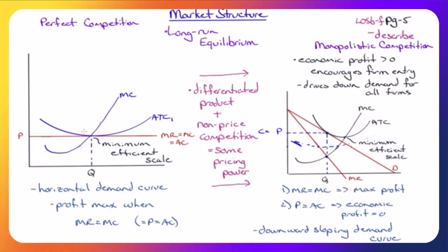Advertising and product differentiation costs, so you're not going to get to your minimum efficient scale on the average total cost curve. But at this point in time, since our price is going to be equal to our average cost, our marginal revenue equaling our marginal cost is still the point of maximum profit, but since price equals average cost, our economic profit equals zero.